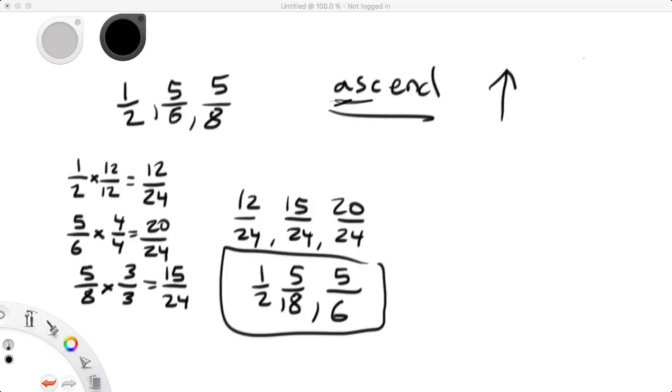And then, look, now that they all have a common denominator, we would go 12/24 is the first, 15/24 is the second, and 20/24 is the last one. So I just need to look at what the corresponding one is over here. 12/24 is the same as 1/2. Okay, 15/24 is the same as 5/8. And last but not least, in fact, most, is 5/6 because 20/24 is 5/6. So there is your answer.